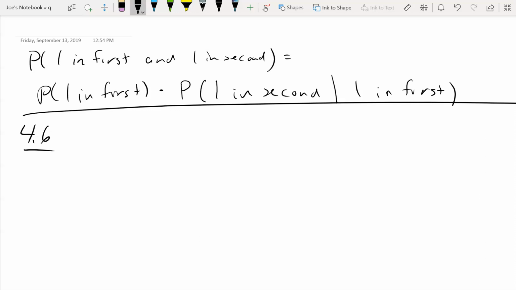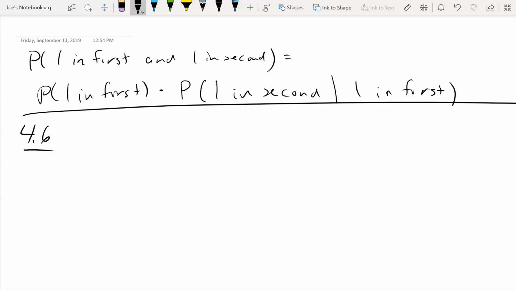So 4.6, you have some with high blood pressure, some have high cholesterol. It says of the policyholders that have high blood pressure, 25% have high cholesterol, and you're wanting to calculate the probability of high blood pressure given high cholesterol.